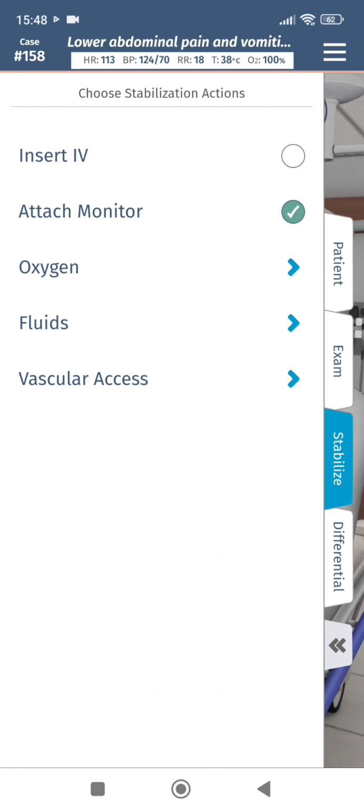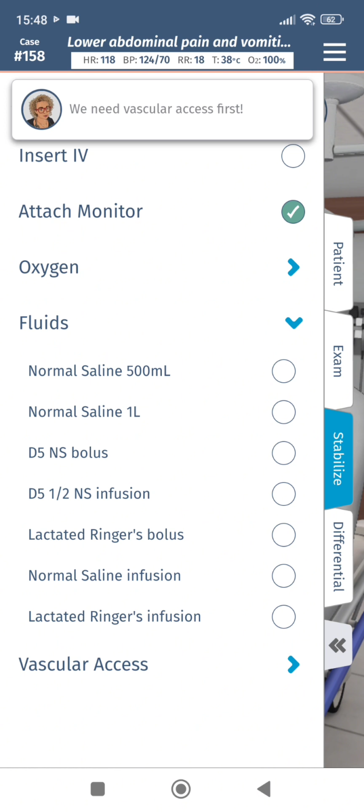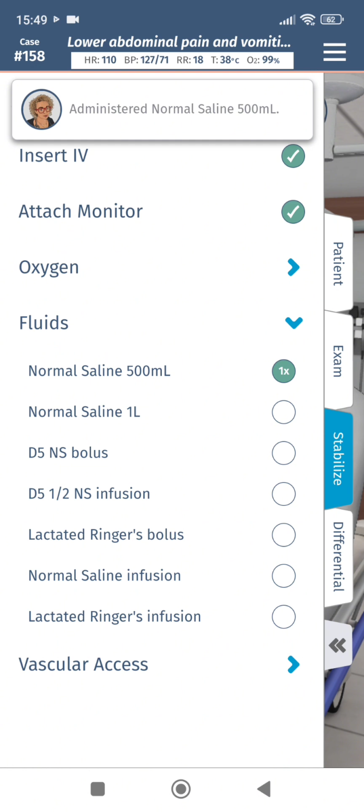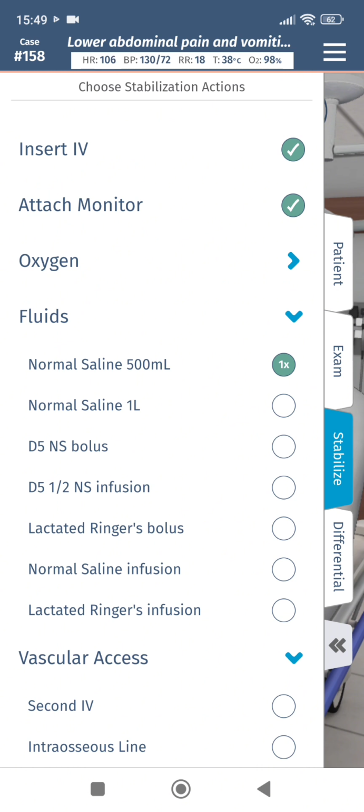We will attach the monitor. You will see that only the heart rate is abnormal, the patient is tachycardic. All other vitals are normal. So we will give fluid, normal saline 500 ml. Firstly we will get vascular access. We insert an IV and get vascular access, then we administer normal saline. You will see there is a nurse who is also giving information about the patient's condition, if the patient has any complaint.